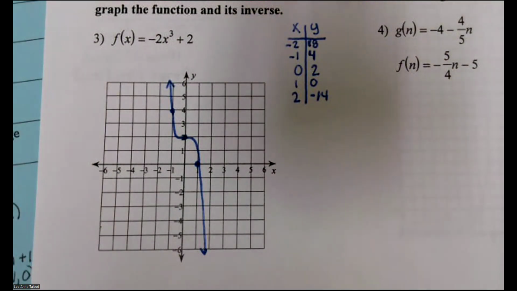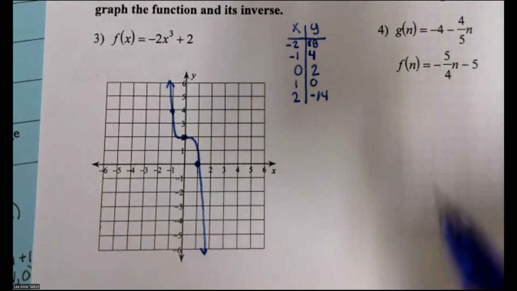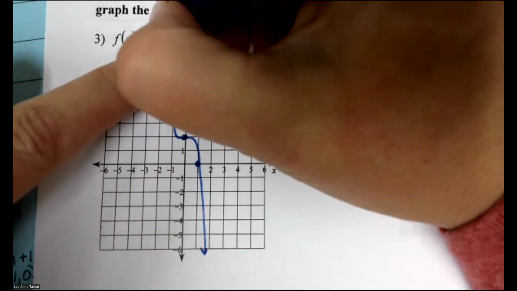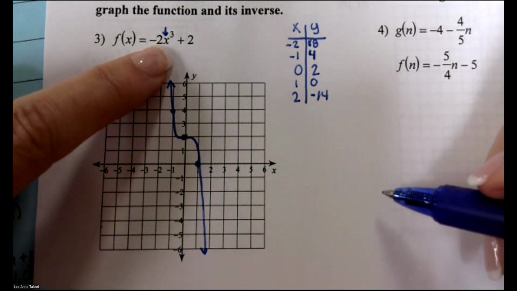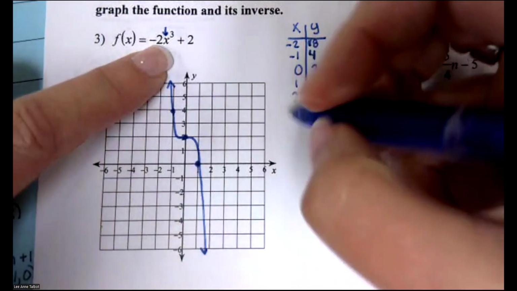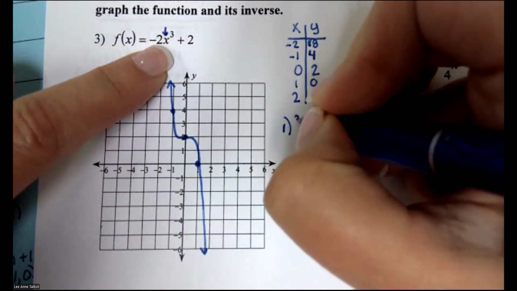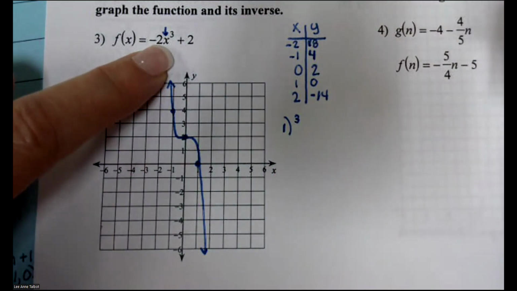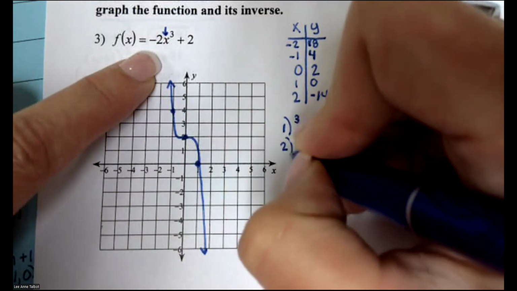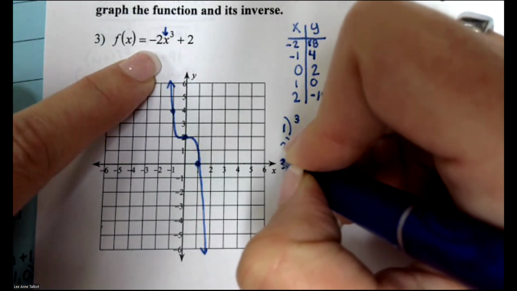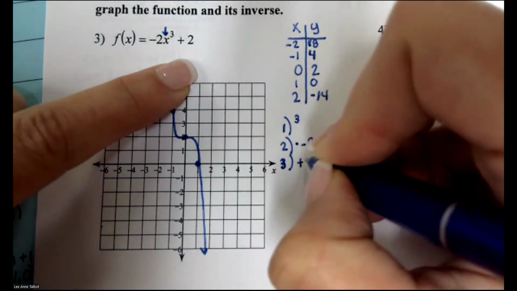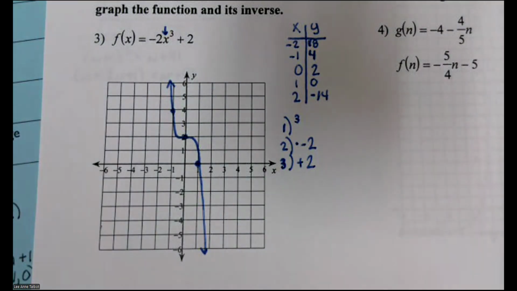Okay, and then there's one more thing we need to do with the blue pen. That is find the steps. Okay, if I plug something in for x, does exponent go first or multiply? Exponent goes first. Then multiply. Then add 2. Okay, is that everything for the blue pen? I think so.